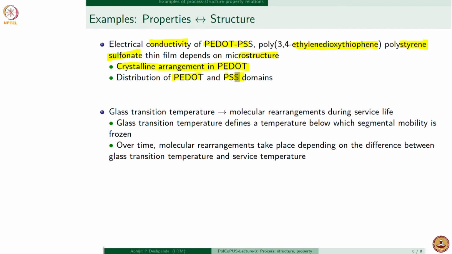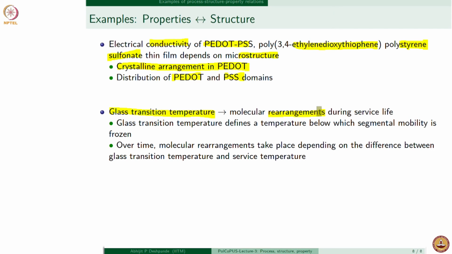And this gives a very rich possibility from an application, from a scientist and engineer point of view. Can I manipulate my structure in a way to give me maximum property? So I need to understand the relation between the microstructure and the property, in this case electrical conductivity. The last example we will look at is where a property, in this case glass transition temperature, influences the structure, and in this case molecular rearrangements in the material.